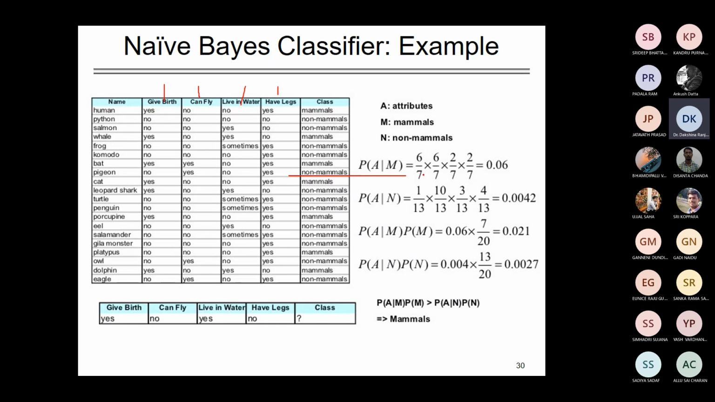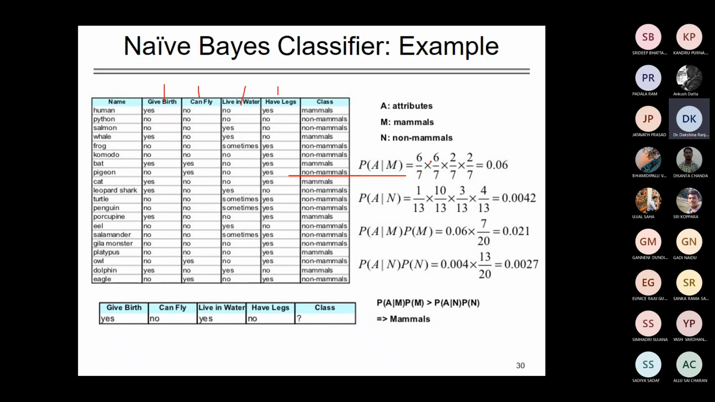Out of 7, how many mammals can give birth? Here there are 6, so we can write 6 by 7. Now out of 7 mammals, how many mammals can fly? How many mammals cannot fly? Because here in the query, can fly has the value no. So what we have to estimate is how many mammals out of 7 cannot fly. In this way we can get 6 by 7. That means there are 6 mammals who cannot fly out of 7.